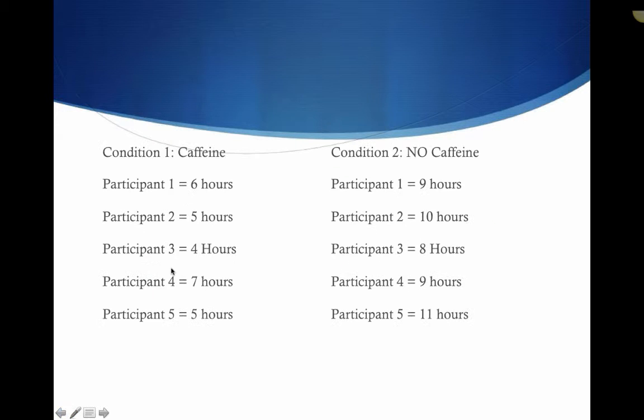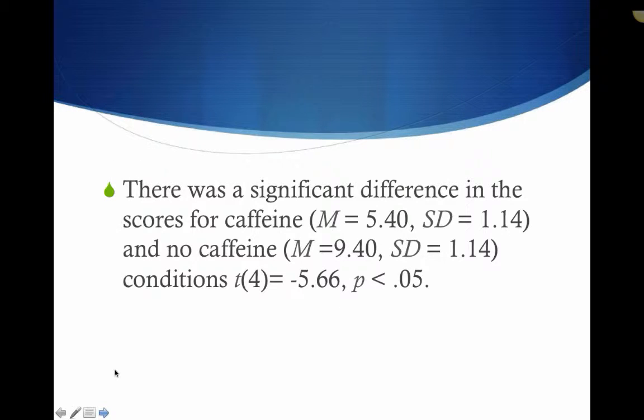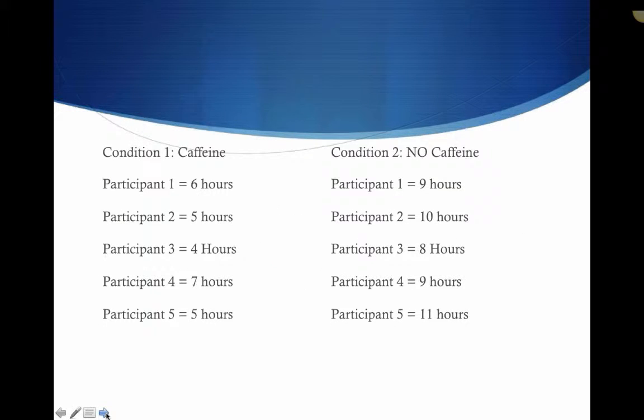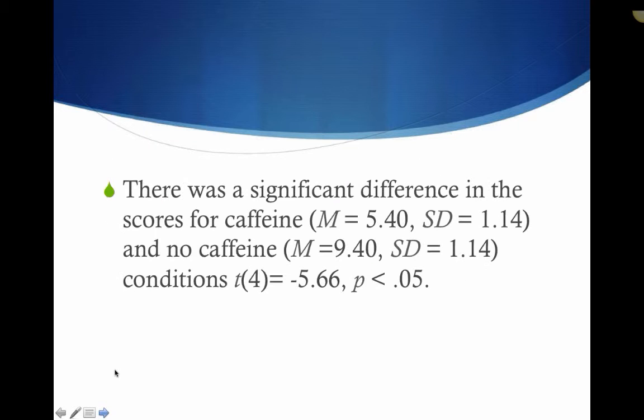In essence, we put all these numbers into SPSS. We run the paired sample t-test for caffeine versus no caffeine. And then data comes out, and you're going to get a mean and your standard deviation for caffeine, and a mean and a standard deviation for no caffeine. Then you're going to get a t-value. And that number right here, the number 4, goes to the degrees of freedom. Okay, and degrees of freedom are in the comparisons.